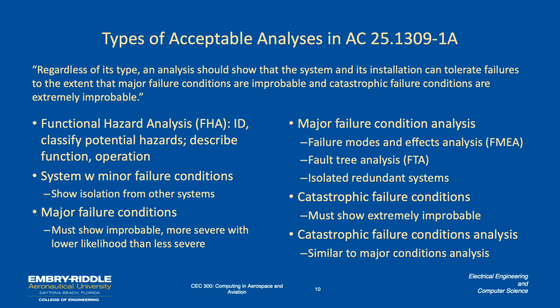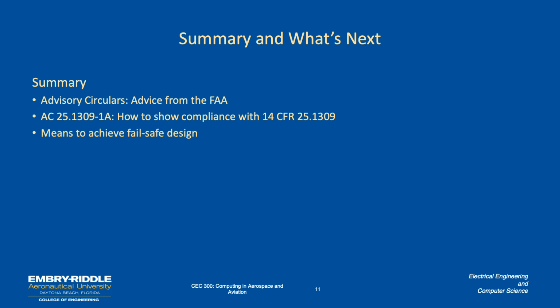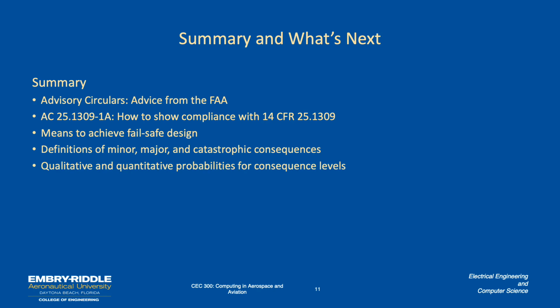For catastrophic failures, you have to show they're extremely improbable and use the same tools that you do for a major failure condition analysis. So that's what's in Advisory Circular 25.1309. Advisory circulars are advice from the FAA. 25.1309-1A shows how to comply with 14 CFR 25.1309. It gives us a means to achieve fail-safe design. We get the definition of minor, major, and catastrophic consequences, and we get qualitative and quantitative probabilities for those consequence levels. And then it gives us a list of some acceptable analyses to do that.